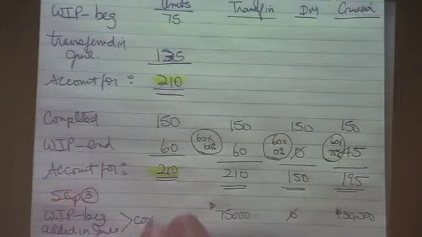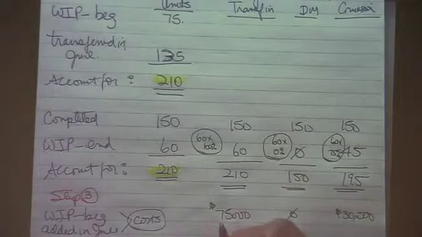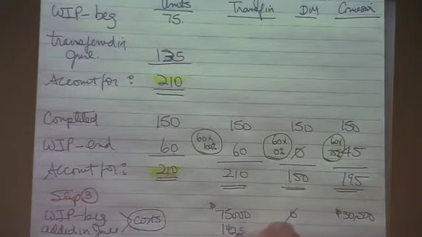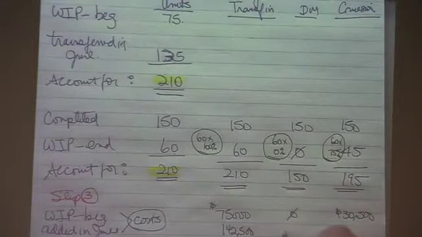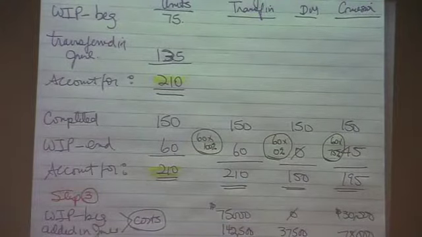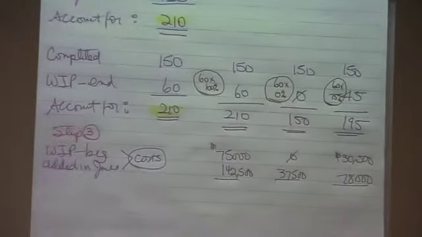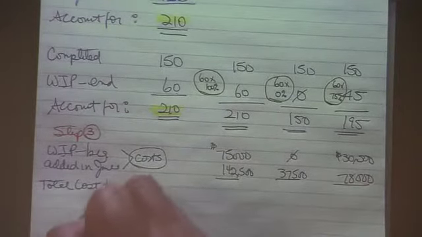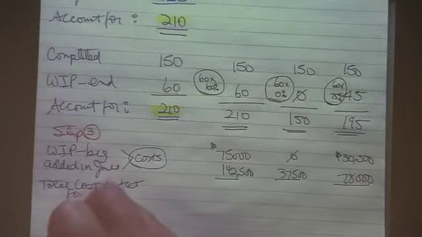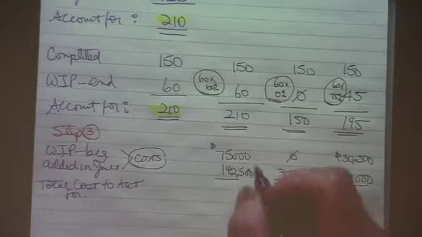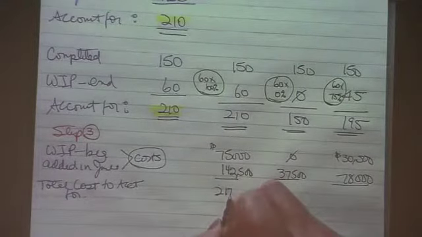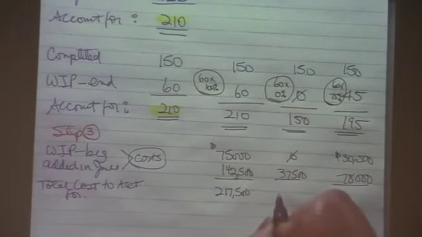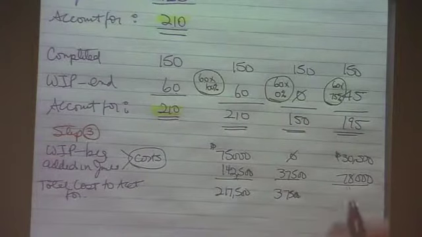So these are cost analysis, right? So we know it's 142,500. This one is 37,500, and this is 78,000. These are given to us. So the total cost to account for is the sum of these two. So this is 217,500. This is 37,500. And this is 108.